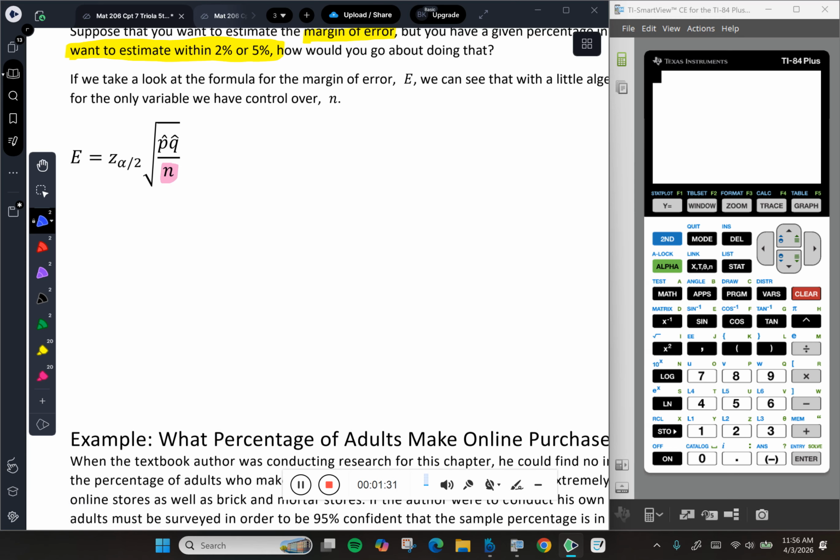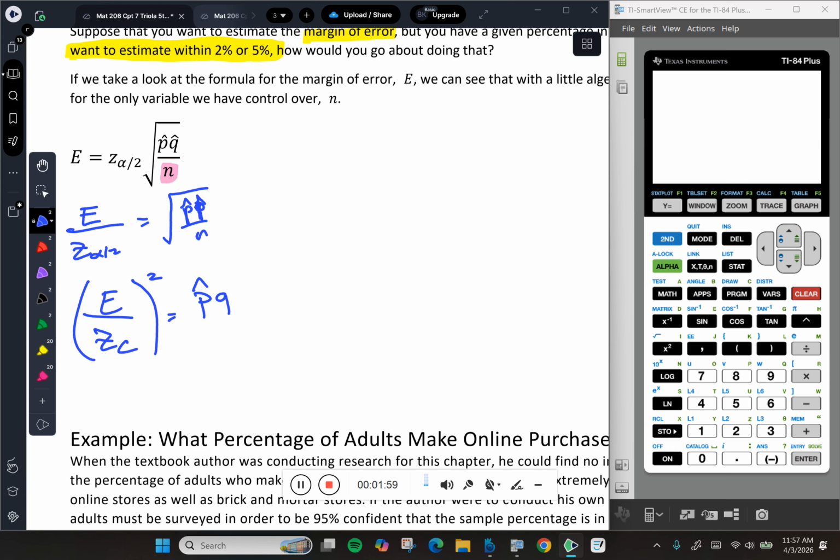So I want to solve for n. The first thing I'm going to do is divide by that z-score. So I'm going to have E divided by my z-score, my critical value, z sub alpha over 2, is equal to that square root of p hat q hat over n. Then I'll square both sides. So I'm going to get E over z sub c, I'm just going to call it z sub c rather than writing alpha over 2, squared equals p hat q hat over n.